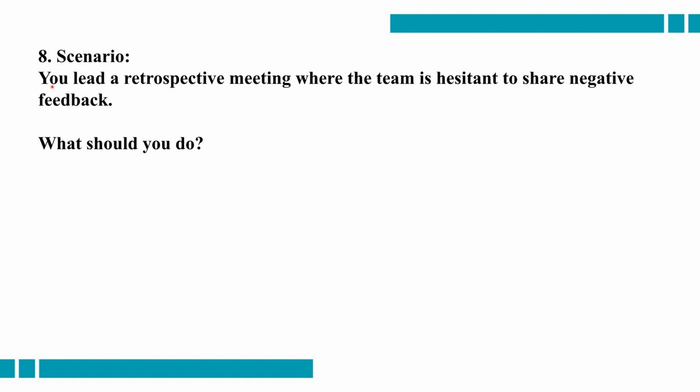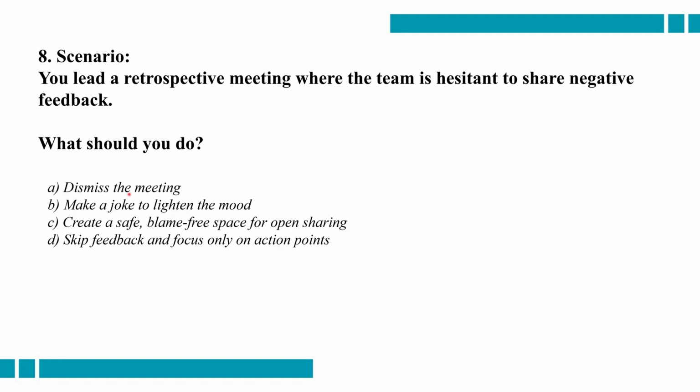Next question. You lead a retrospective meeting where the team is hesitant to share negative feedback. What should you do? Options are: dismiss the meeting, make a joke to lighten the mood, create a safe, blame-free space for open sharing, or skip the feedback and focus only on action points. So this scenario checks your understanding of how to facilitate an agile retrospective effectively.